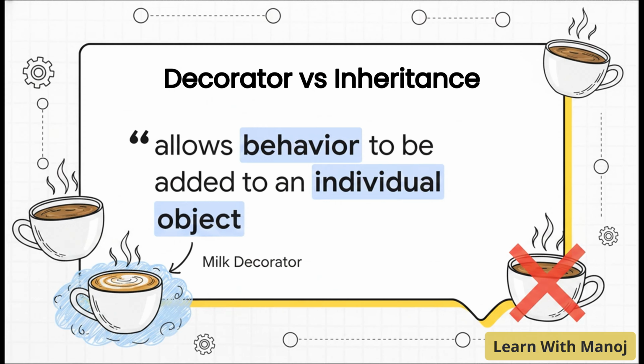Wikipedia notes that this pattern allows behavior to be added to an individual object without affecting the behavior of other objects from the same class. If we use traditional inheritance to add milk and whip, we'd have to create a permanent rigid subclass, right? Like coffee with milk and whip. By using decorators instead, we completely avoid that dreaded subclass explosion. Notice that distinction. If I have two simple coffee objects and I wrap one of them in a milk decorator, the second coffee object remains completely untouched. I'm adding behavior to an individual instance, not globally altering the entire blueprint of the class.